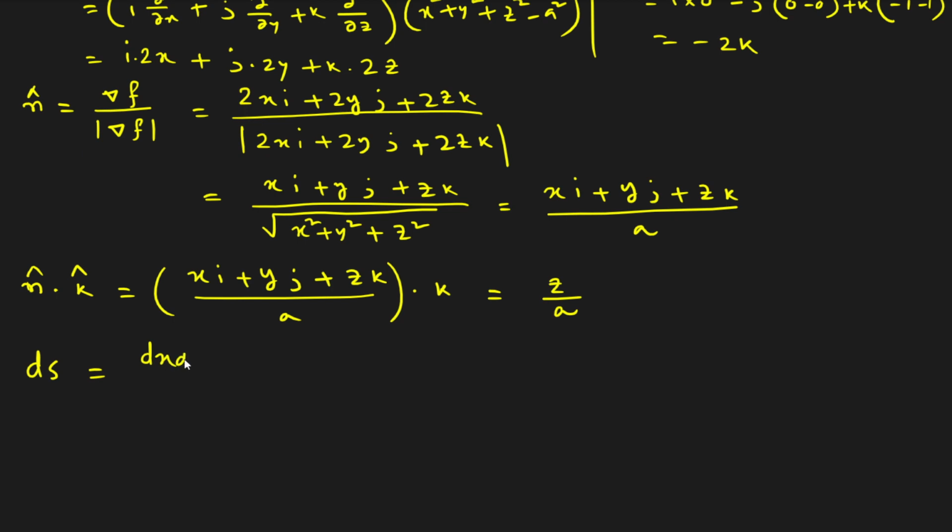ds we can write dx dy. So if it is x and y, what do we have to write in the denominator? n cap dot, if it is x and y, then we have to write k cap, right? dx dy by n cap dot k cap. If you write dy dz, then it will be n cap dot i cap. And if you write dx dz, then it will be n cap dot j cap. This formula we get in surface integral. Then n cap dot k cap is how much? z by a.